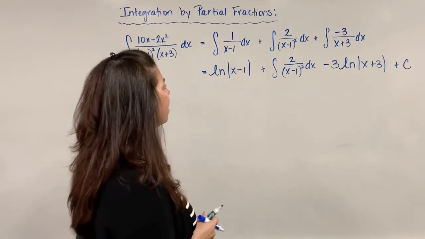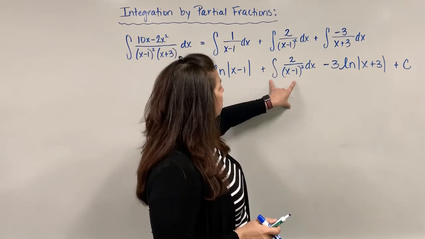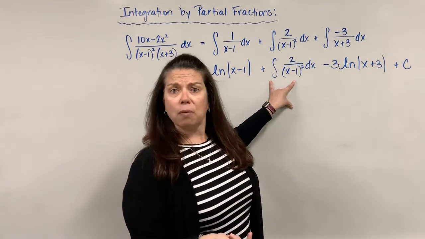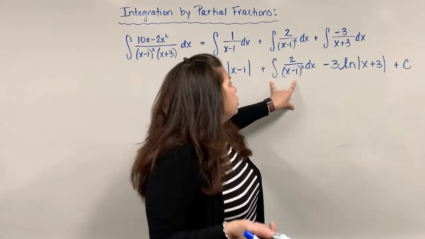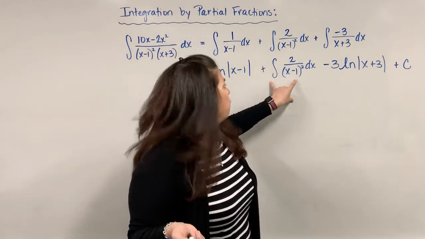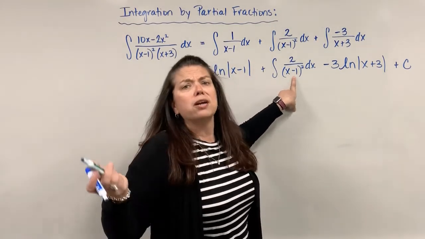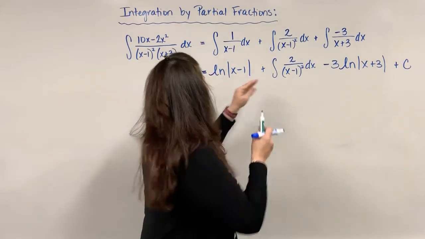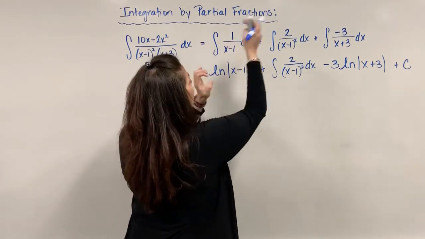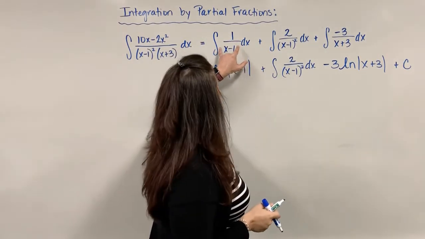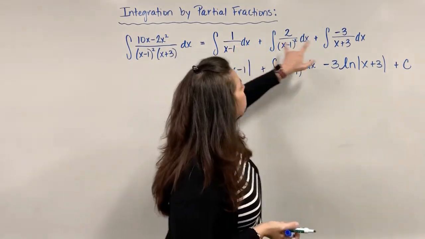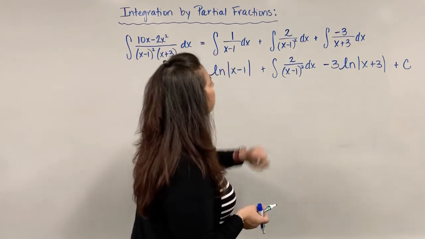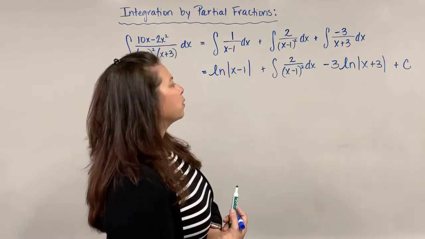But I'm not quite done because I have this piece here in the middle. And you might think, well, maybe that would work like the other two integration pieces did. Wouldn't it just be natural log of absolute value of x minus 1 quantity squared? No, it's not, because I don't have a power of 1 like I did here, where x minus 1 had just 1 as its power. Same is true for x plus 3. So how do I deal with a power of 2?